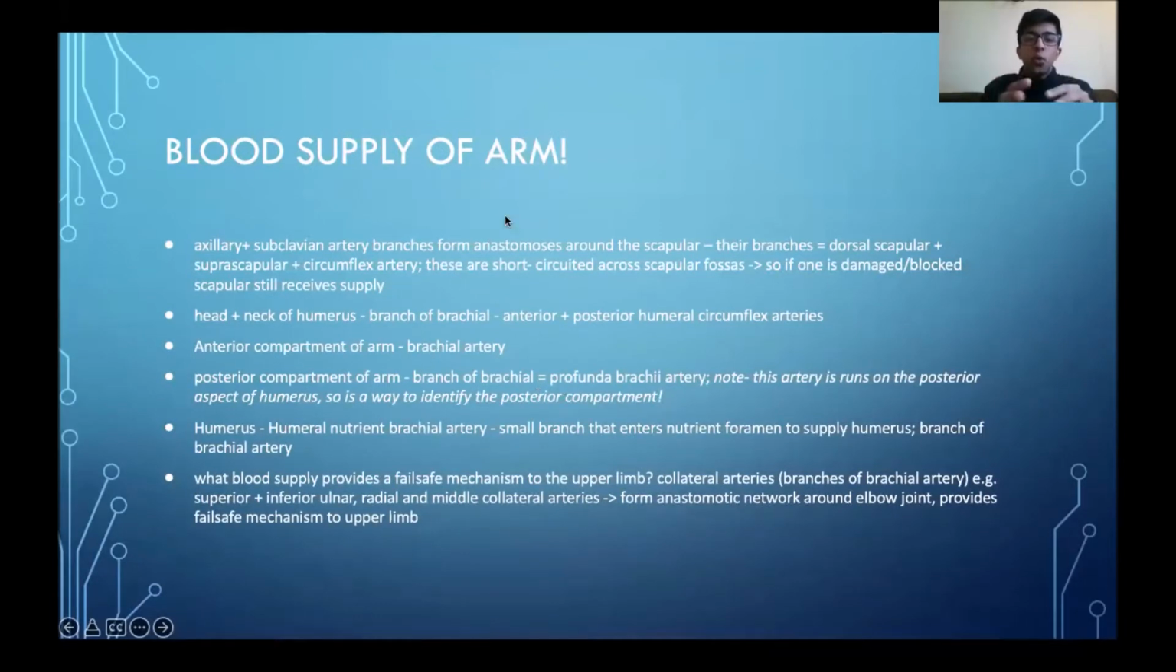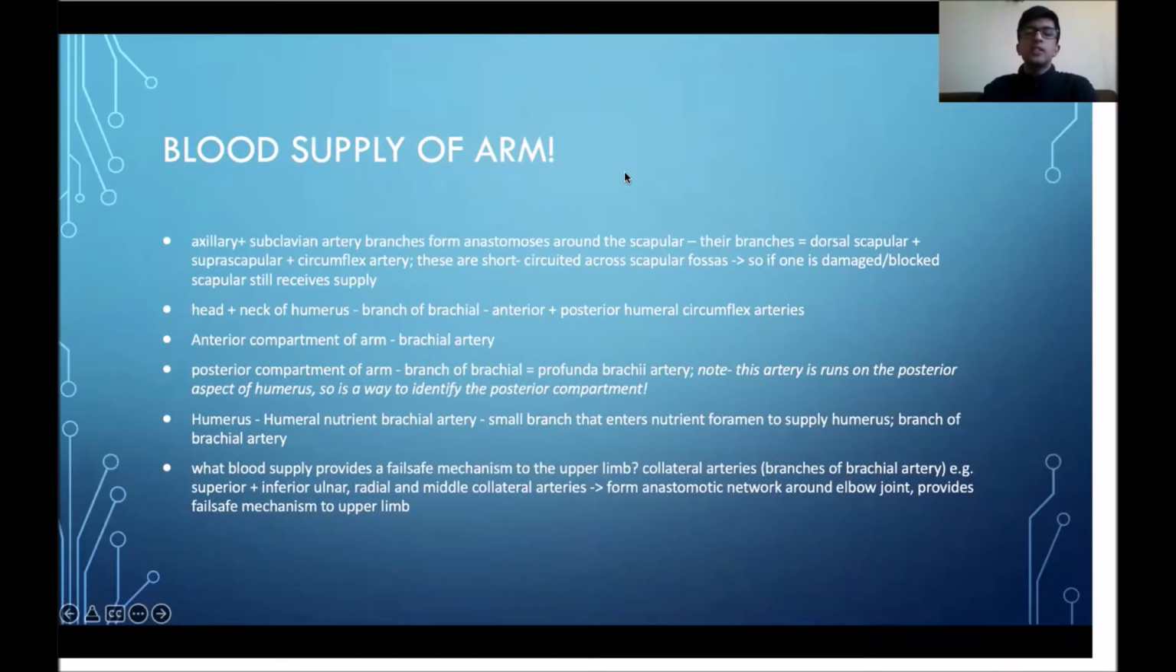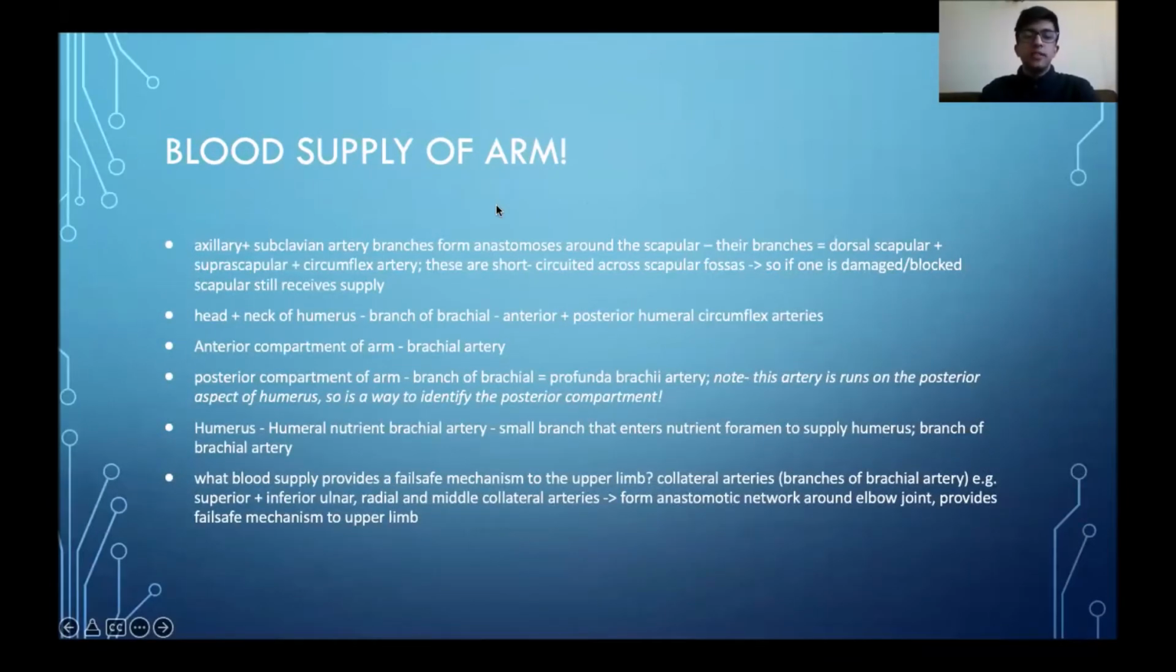And these are short-circuited across scapular fossae, so fossae in the scapula. The only thing to be aware of is that if one is damaged, the scapula still receives blood supply, right? So it's just that idea that there's collateral supply for the scapula, so it's not as prone to being at risk of a lack of blood supply.